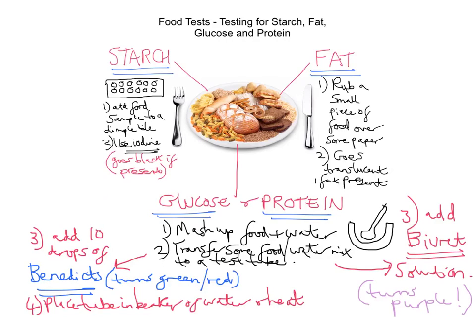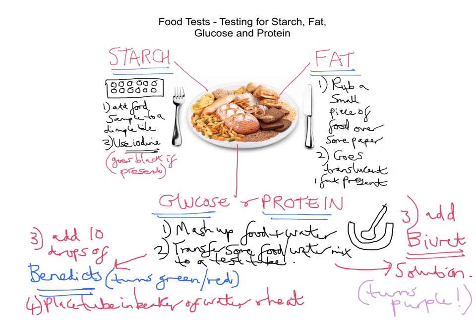So there we have it, our 4 key stage 3 tests. For starch, we're using iodine that goes black. For fat, we're going to rub it on paper and see if it goes translucent. For glucose, we're going to mash up the food with some water, add 10 drops of Benedict's reagent, place the tube in a beaker of water and heat. And if the Benedict's turns green or red, then we know that we have glucose present.